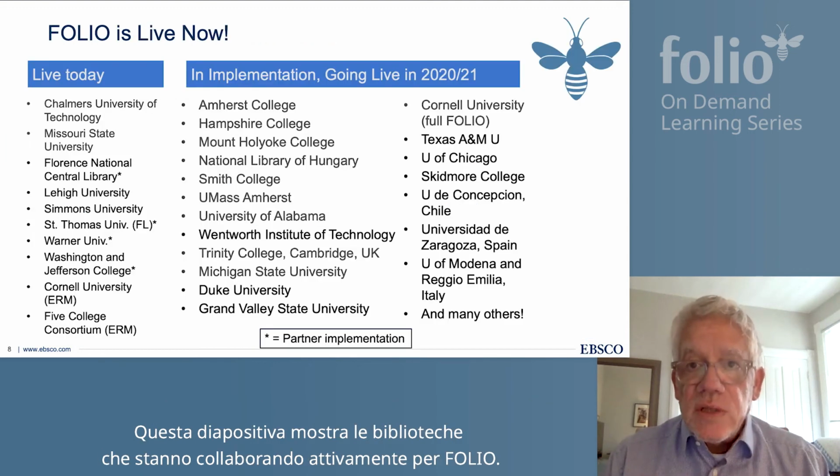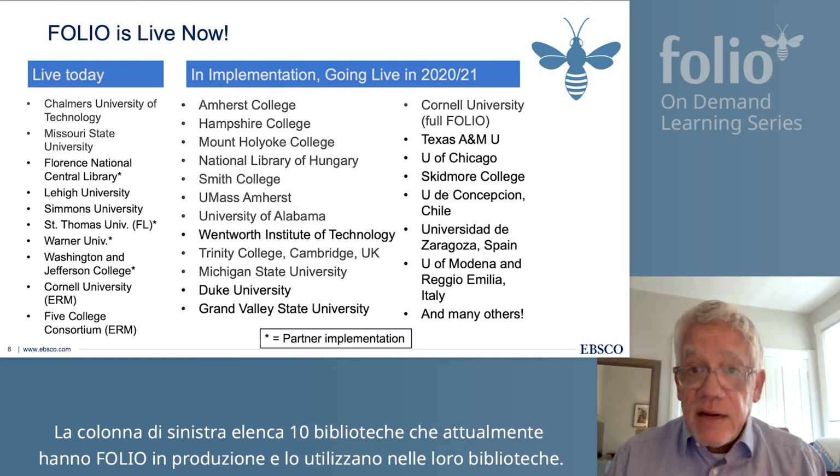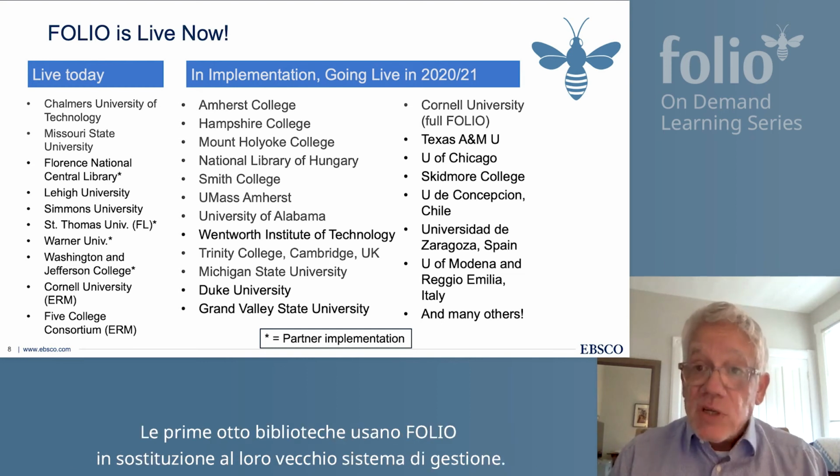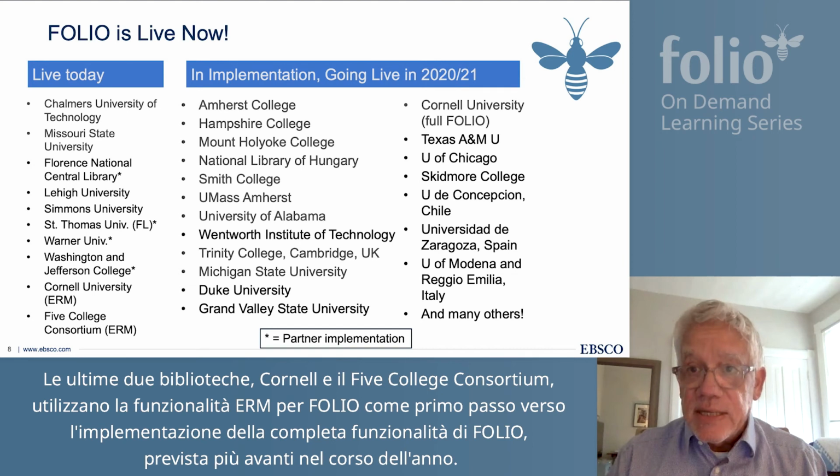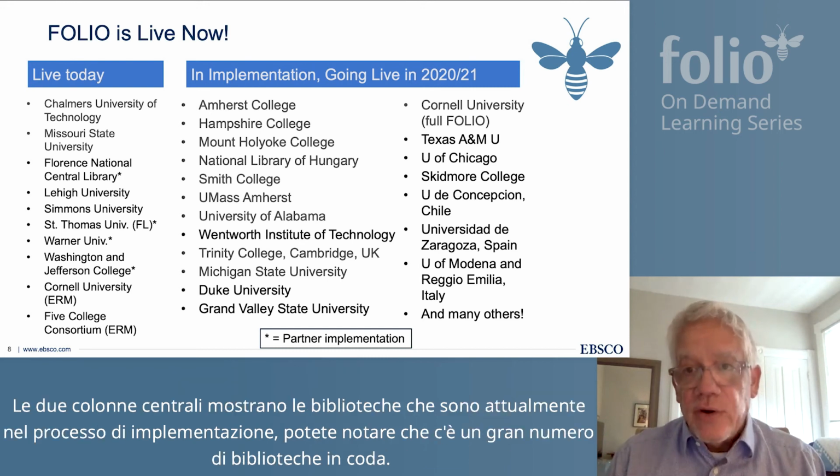This slide shows libraries that are live today on Folio. The left-hand column lists about 10 libraries currently using Folio in production in their libraries. The first 8 or so libraries use Folio as a replacement for their older legacy library management system. The 2 libraries on the bottom, Cornell and the 5 College Consortium, use the ERM functionality for Folio today as a first step towards implementing full Folio functionality later in the year.